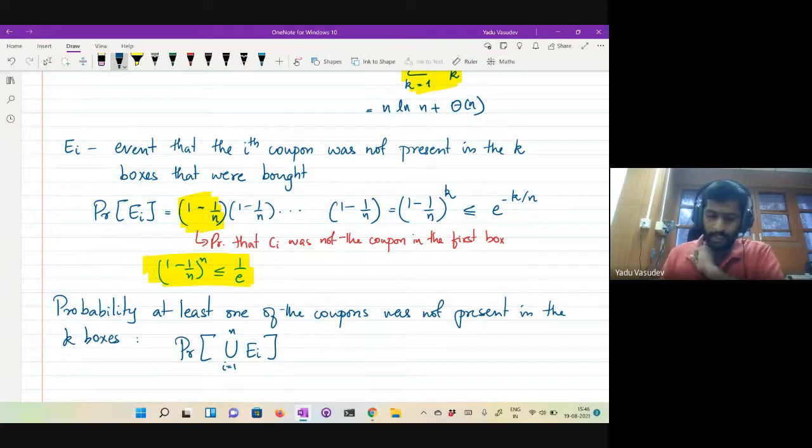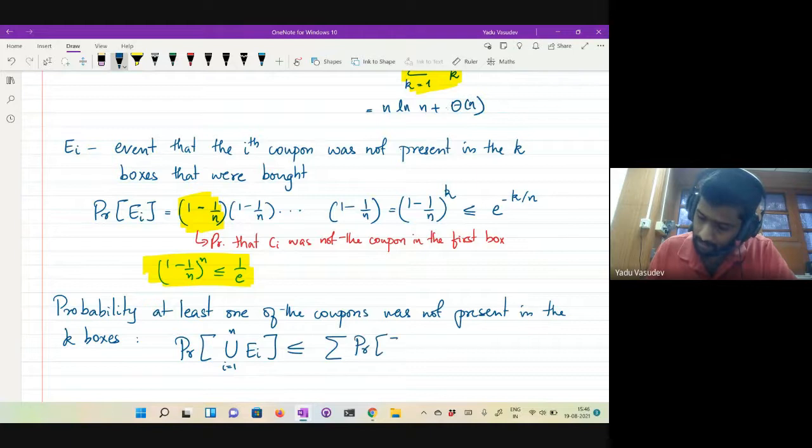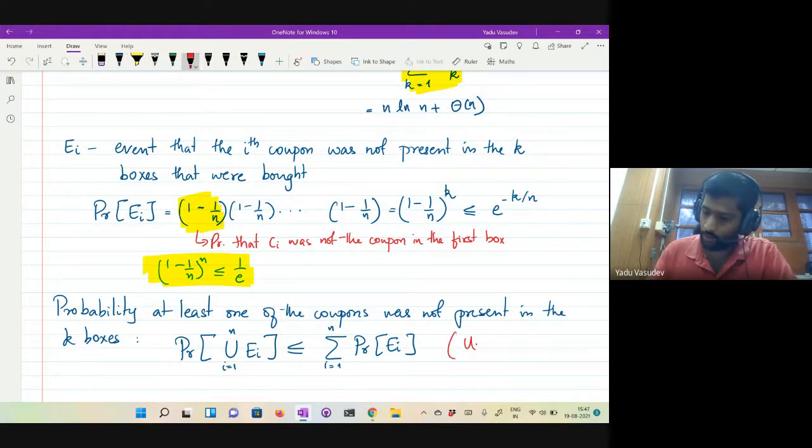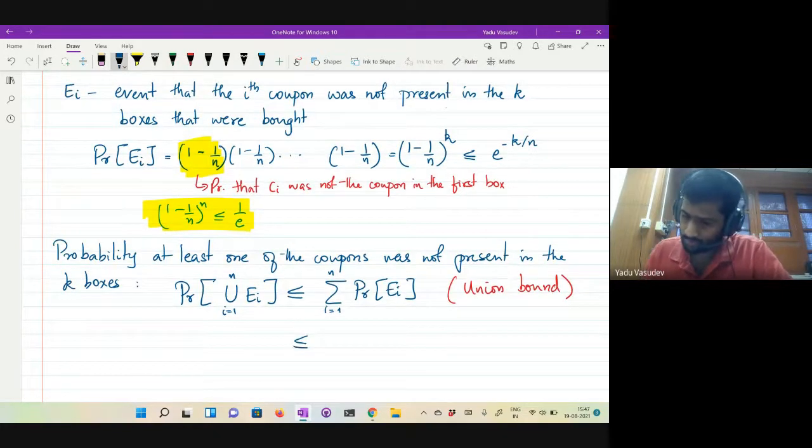Okay? And we know this nice, right? We know the union bound which says that this is at most the summation of the probabilities of the E_i's. Right? This is what is called the union bound that we saw before. Right? And therefore, this is at most n times e to the minus k divided by n. Right? So the probability that at least one of the coupons is not present in the k boxes is at most n times e to the minus k divided by n.